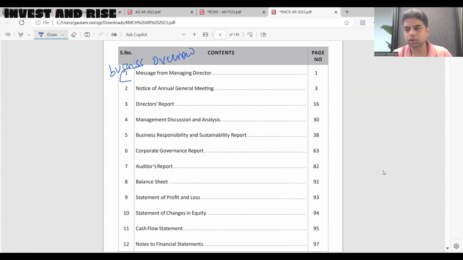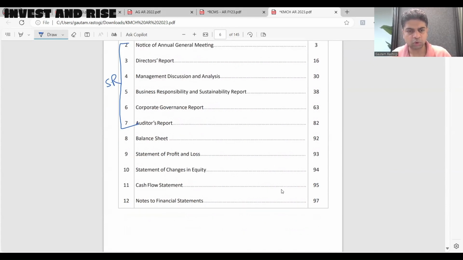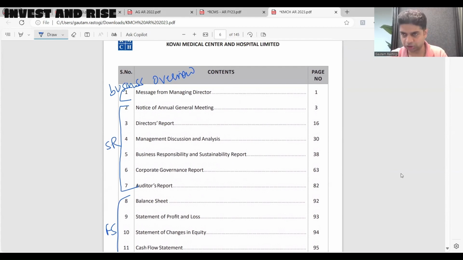Obviously, you ought to read that when you try to analyze a business. And then from here to here, this is again the statutory reports, and then towards the end, from the balance sheet to the notes to financials, this is all financial statements. In all annual reports, you'll get the same structure.